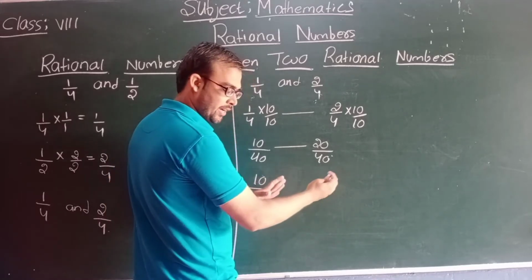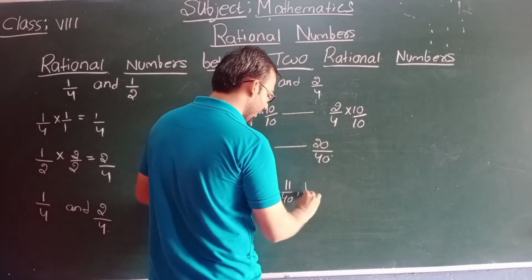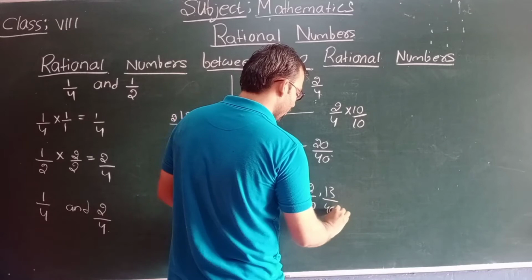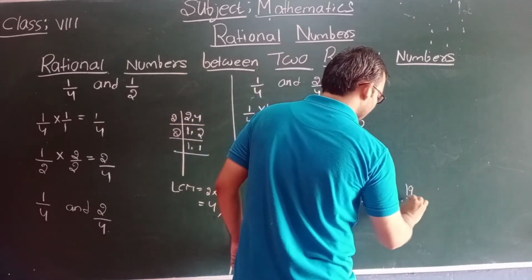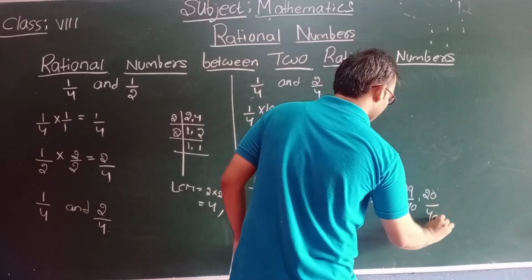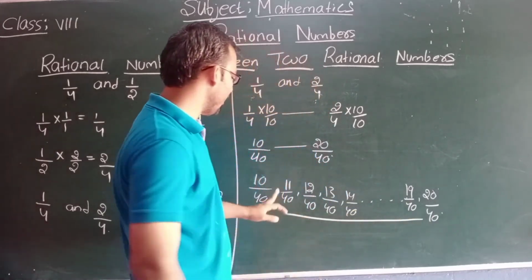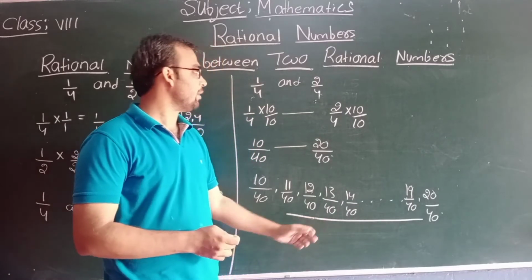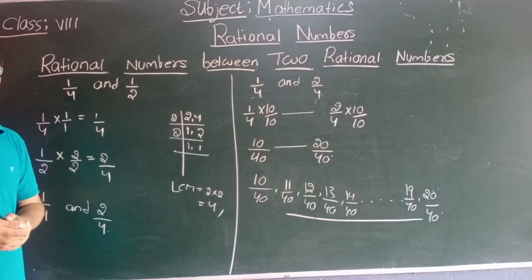So here now we can write the rational numbers between these two numbers, that is 11 by 40, 12 by 40, 13 by 40, 14 by 40, and so on up to 19 by 40. Okay, so look at here, these are the rational numbers from 11 by 40 to 19 by 40. So these are the rational numbers between these two numbers, that is 1 by 4 and 1 by 2.